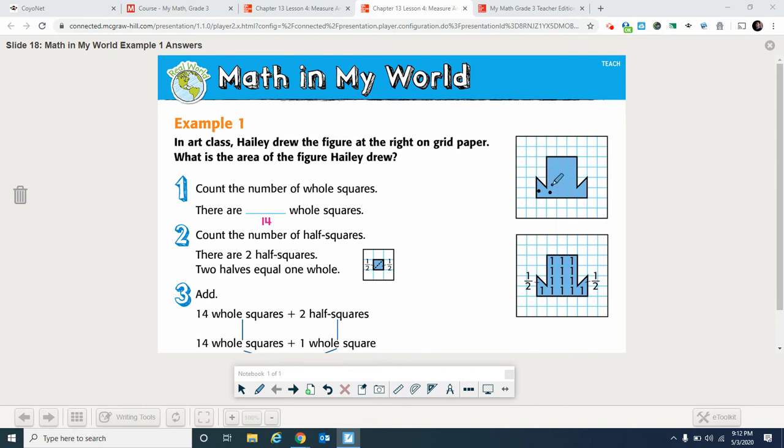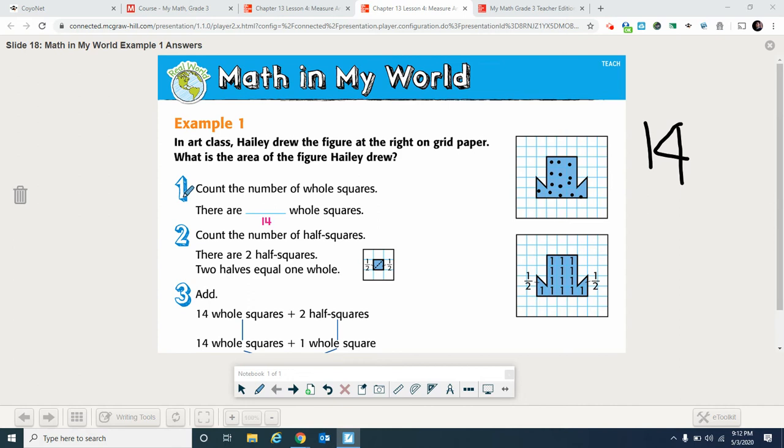So 1, 2, 3, 4, 5, 6, 7, 8, 9, 10, 11, 12, 14. Okay, so we have 14 whole squares. So whole squares, we got 14 whole squares.